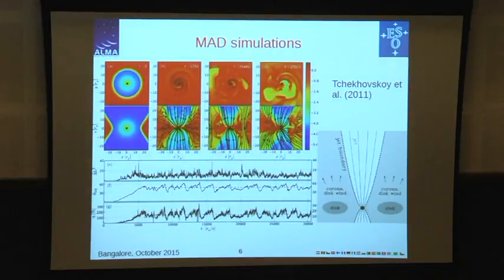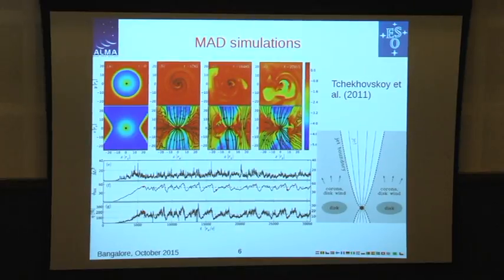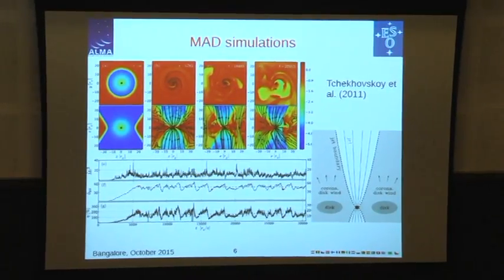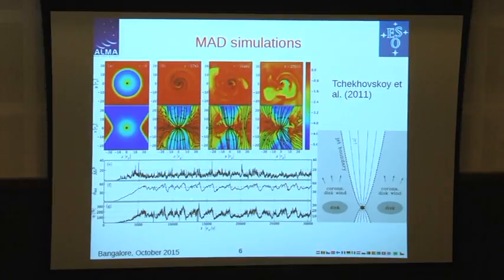Right, so this is a slide from Sasha's paper from 2011, illustrating what the MAD simulations do. On the left, the initial conditions, the density. The point here is that what you have is essentially an evacuated funnel with a Poynting flux jet going up the center, and a much slower wind around the outside.